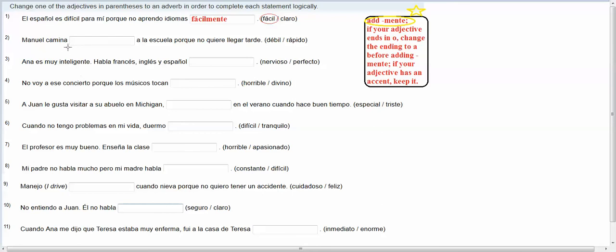Manuel camina blank a la escuela porque no quiere llegar tarde. So if he doesn't want to get there late, he's going to go how? Weak or quick? We want to change it to quickly. It does end in an O. I'm going to keep its accent. Rápido, I'm going to change it to an A and then add mente. Rápidamente.